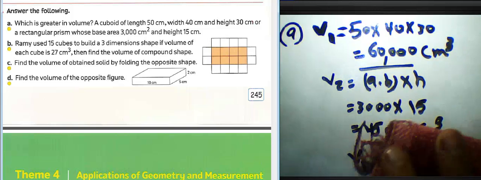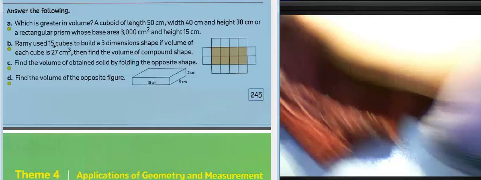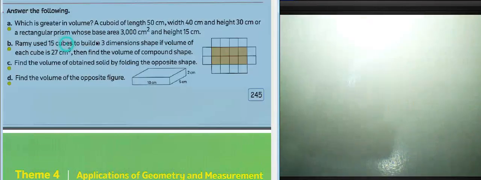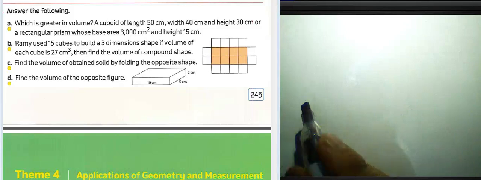Question number 2 here. Rami used 15 cubes to build a 3 dimensions shape. If the volume of each cube is 27 cubic centimeters, then find the volume of the compound shape. We can find the volume of the compound shape by multiplication. The volume will be equal to 15 times 27.